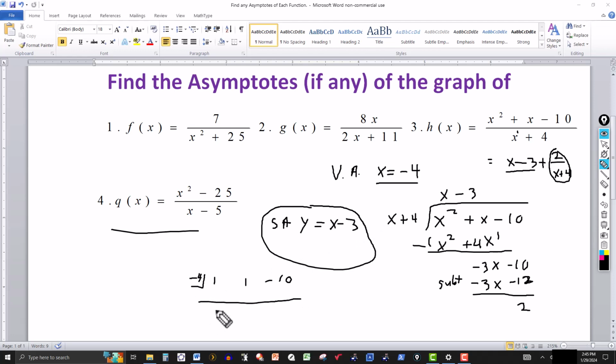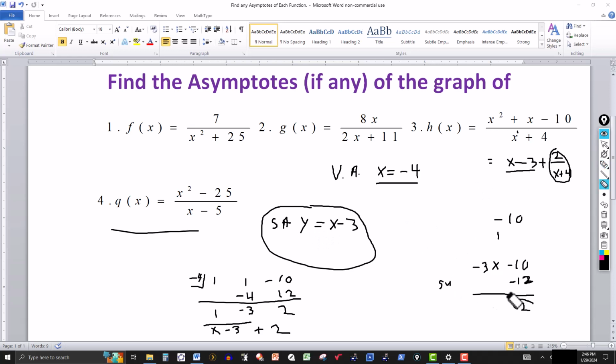Bring this down, that's 1. Minus 4 times 1 is minus 4. 1 and minus 4 is minus 3. And minus 4 times minus 3 is 12. Add them up, that's 2. This gives me the quotient, and this is the remainder, which of course we got over here. The degree reduced from 2 to 1. So that's why this is 1x minus 3 plus 2 over x plus 4, and then this goes to 0. And the slant asymptote then is y equal to x minus 3.